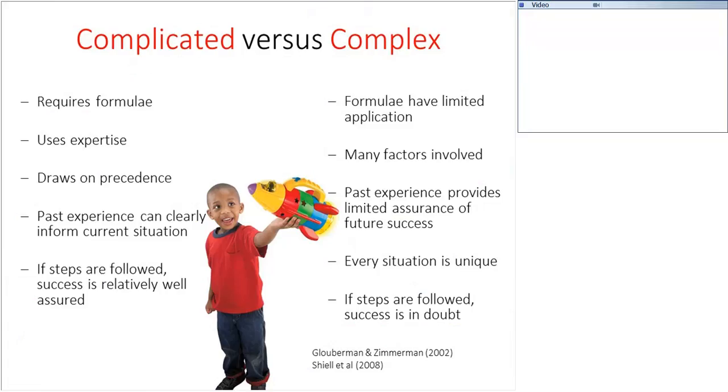Conversely, when things are complex, formula have limited application. Too many factors are potentially involved. We don't necessarily even know all the factors that are involved, and past experience provides limited assurance of future success. And because every situation is also unique, even if we follow the same steps as we had before in our intervention, success is in doubt. Why? Because reality is not complicated, it is in fact complex.